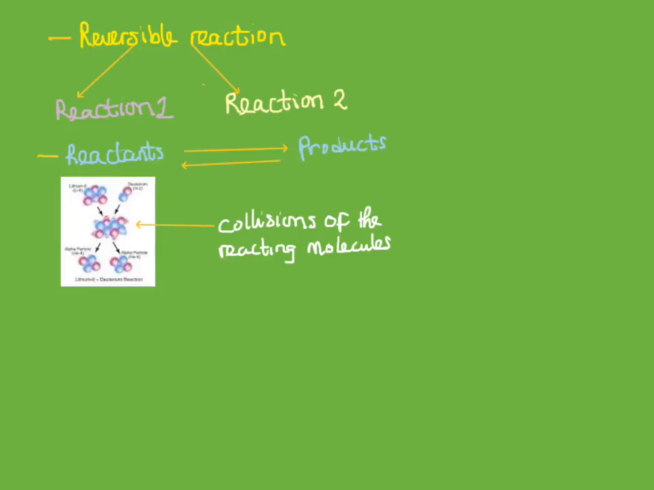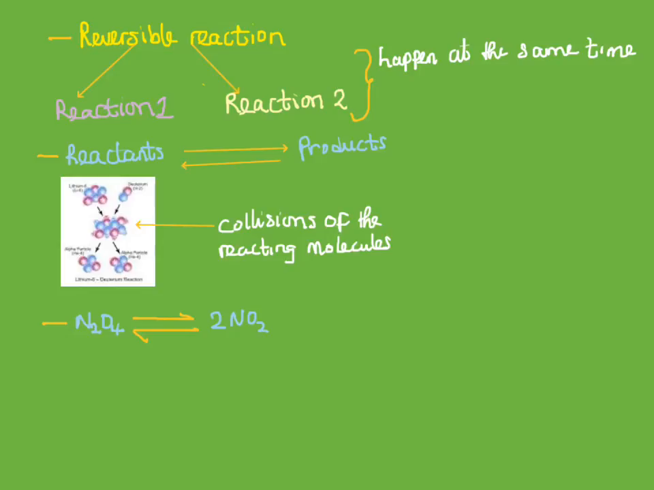Below is an example of the summarized form of a reversible reaction and a breakdown of the reversible reaction. So we have N2O4 decomposing to give 2NO2. The reactions 1 and 2 happen at the same time because they are in a closed system.